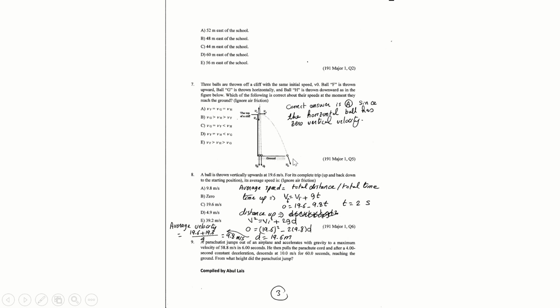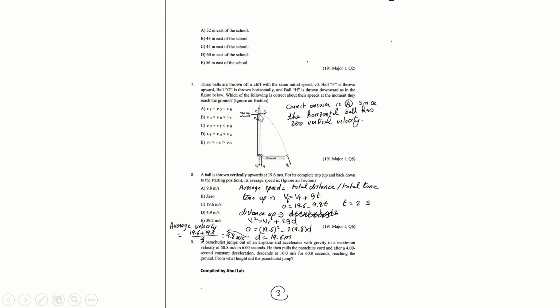So when it reaches the ground, the horizontal ball will have a total velocity of the square root of the vertical velocity squared plus the horizontal velocity squared. Okay, so I don't want to confuse you here, so I will try to repeat my answer. So for the first ball, it was thrown down.